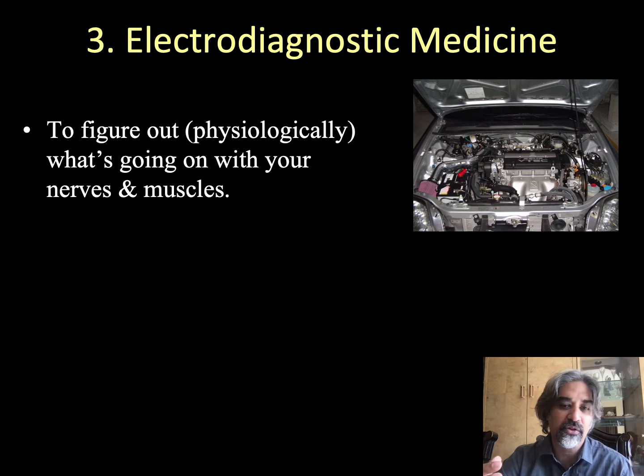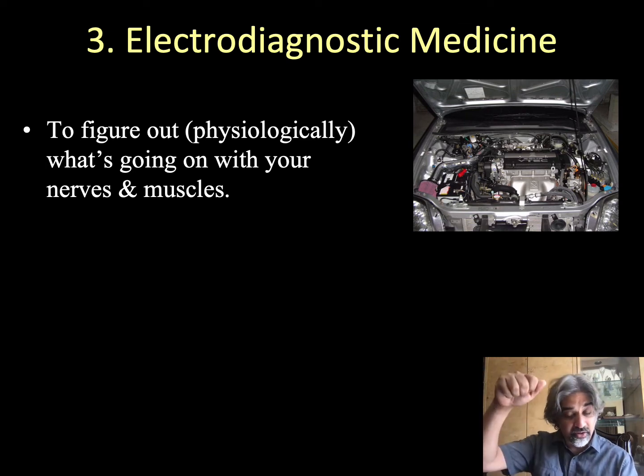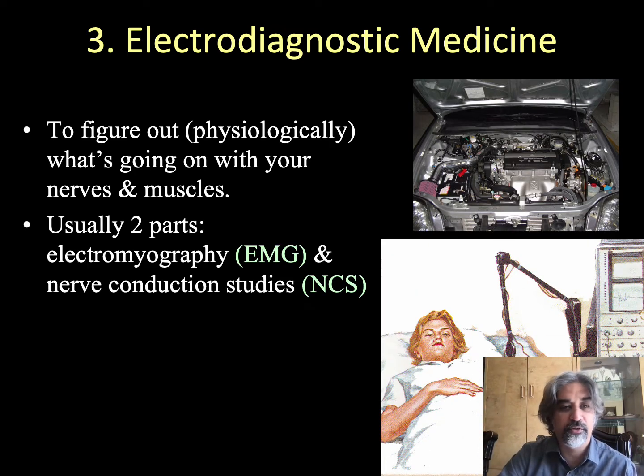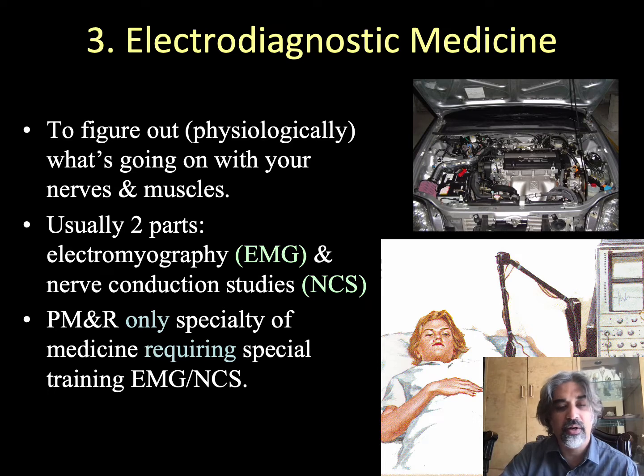And I put this picture of a car hood open because I say an MRI is sort of like opening the hood and seeing what's going on, while electrodiagnostic testing is when you turn the key of the car and see what's happening then. So there's usually 2 parts. The first part is usually nerve conduction studies, and the second part is electromyography. PM&R is the only specialty of medicine requiring special training in electrodiagnostic testing.